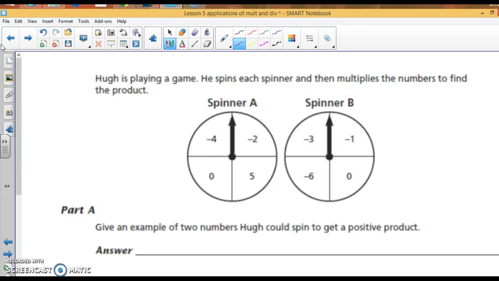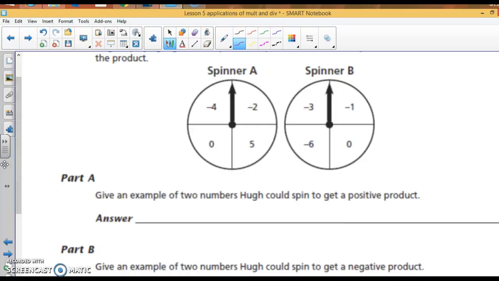Hugh is playing a game. He spins a spinner and then multiplies the numbers to find the product. Give an example of 2 numbers that Hugh could spin to get a positive product. Remember, the word product means multiply. So we want a positive product. Well, positive means they both need to be the same when you're multiplying 2 numbers.